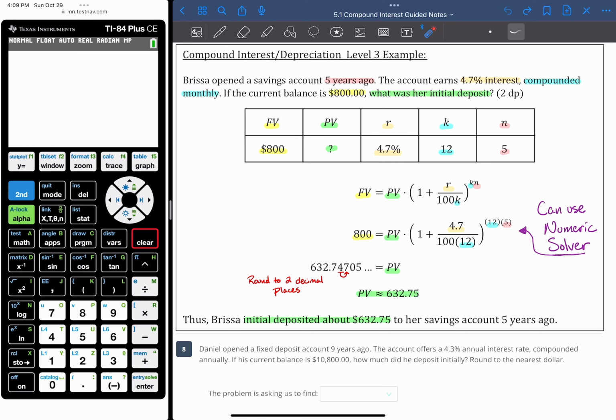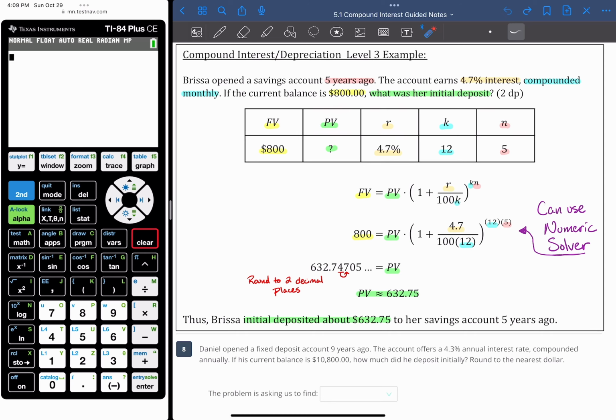So, in the context, there are 5 things that we're looking for to use the formula for compound interest or depreciation. We are missing her starting amount. How much did she initially deposit? So that's what we're looking for. So in these types of problems, we're going to have these variables: we're either looking for PV, R, or N.